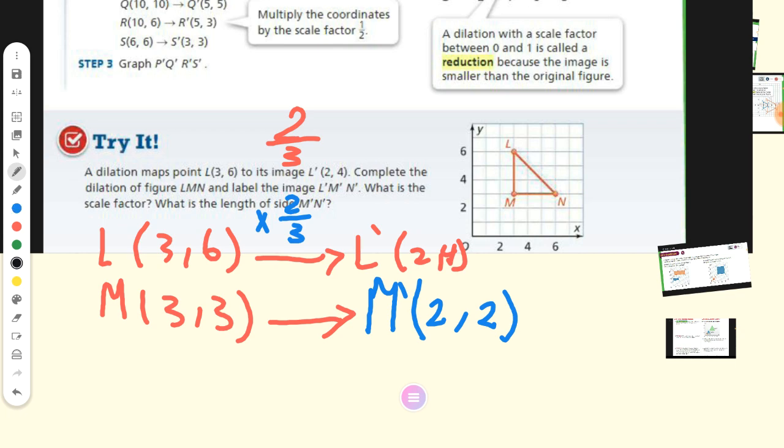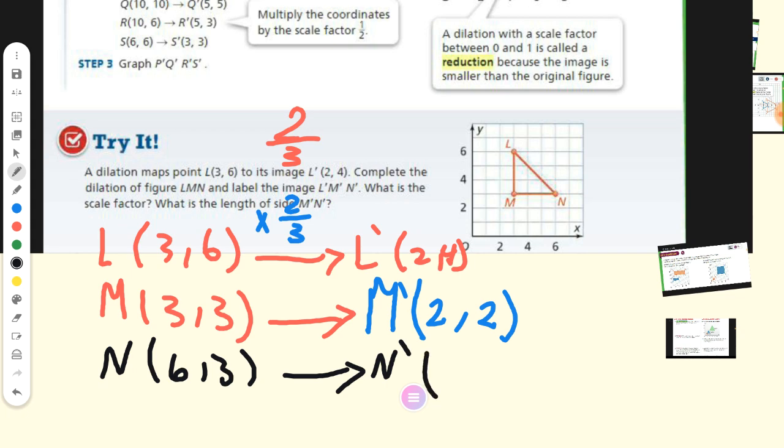What about N dash? The coordinate of N is 6 at the x-axis and 3 at y. Then multiplied by the factor, 6 multiplied by 2 over 3, it will be 4. And 3 multiplied by 2 over 3, it will be 2. So the new points are there.